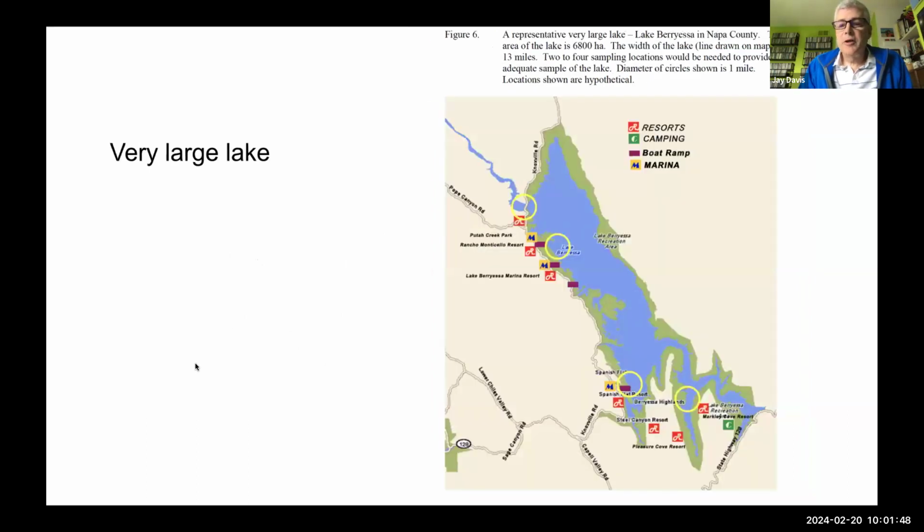And then for a very large lake, like Lake Berryessa, we've done 4 locations. And, again, these circles are all 1 mile, so it's quite a distance from the north end of the lake to the south end. And there are different arms. In some lakes, there are different sources of contamination in different parts of the lake. So it can be really valuable and necessary to sample more than one location. If you just sample one location in this lake, you could easily miss something important.